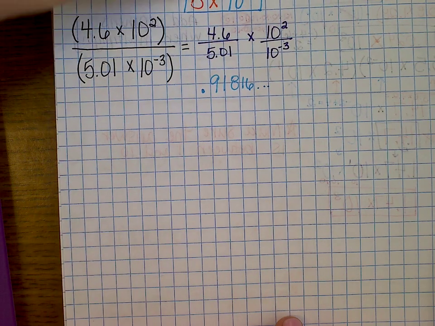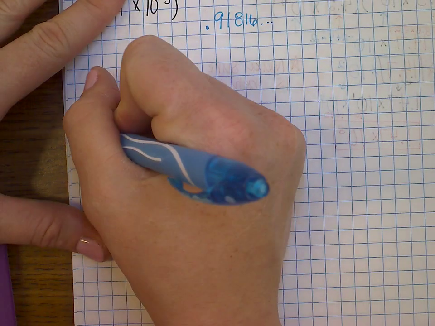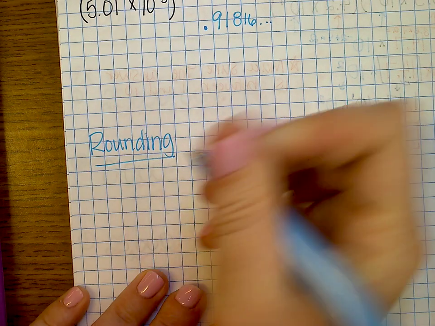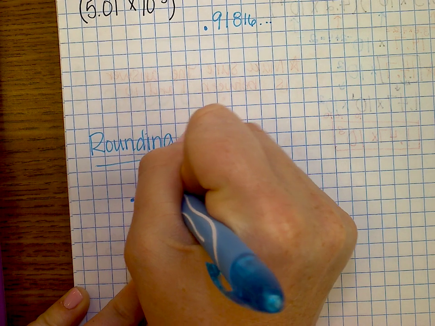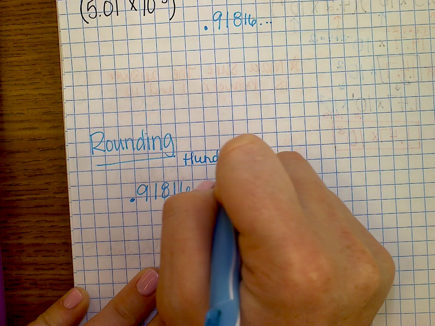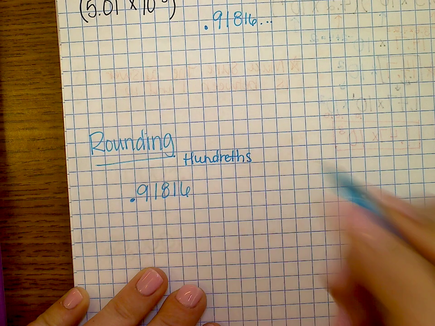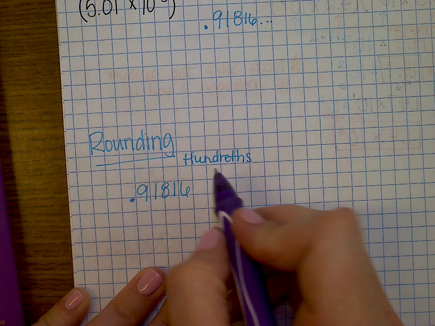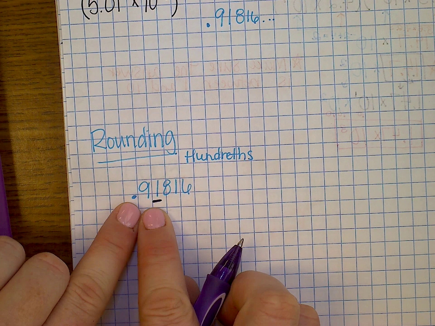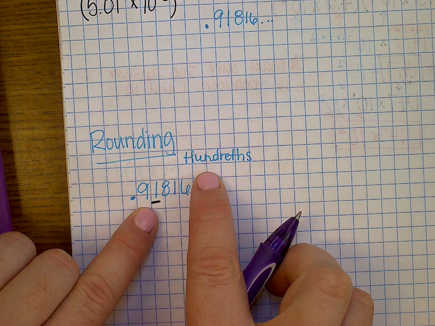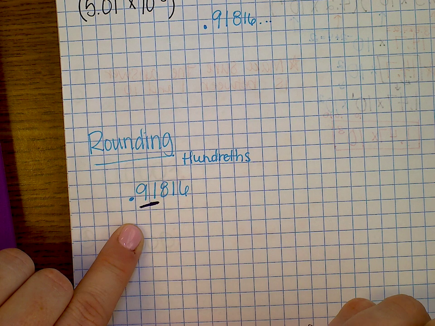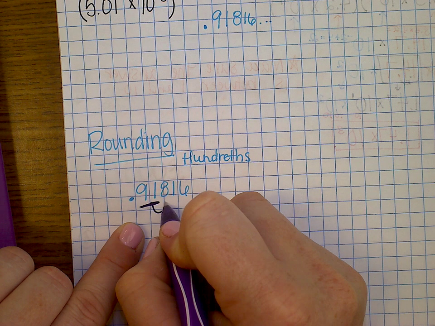Now, I want you to move down a little bit because I need to remind you of rounding. So if we're going to round 0.91816 to the hundredths, then you need to look at its tenths, hundredths. The way I do it is I look at that second number, the number I'm rounding to, and I underline it. I want to end up with 2 decimal places. I'm going to look at the next number.